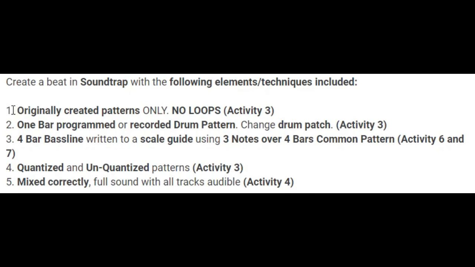So you can see that we need originally created patterns only, no loops, a 1-bar or 2-bar recorded drum pattern. Make sure you change the drum patch. 4-bar bass line written to a scale guide using the 3 notes over 4 bars common pattern, just like activity 6 and 7. Quantized and unquantized patterns from activity 3 and mixed correctly like activity 4.